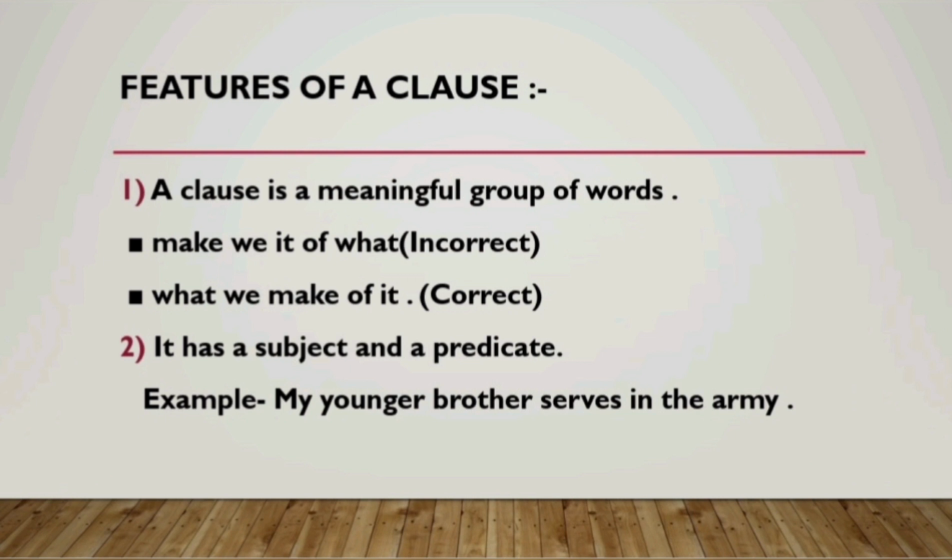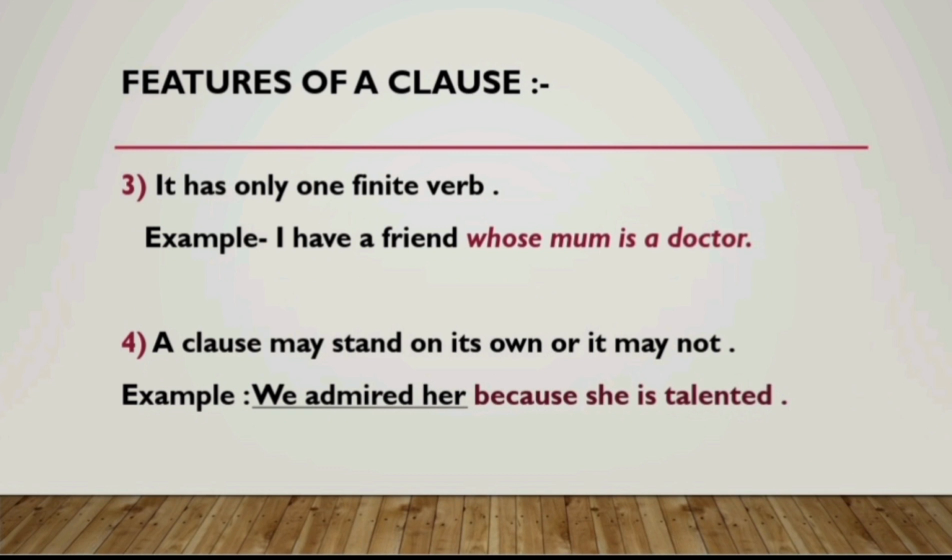Point number 3 is, it has only one finite verb. The grammatical construction of a clause is such that it consists of one finite verb. If you see this example here, I have a friend whose mom is a doctor. Whose mom is a doctor is a clause here, where there is one finite verb, that is, is. So in this clause there is one finite verb, and likewise in every clause there is only one finite verb.